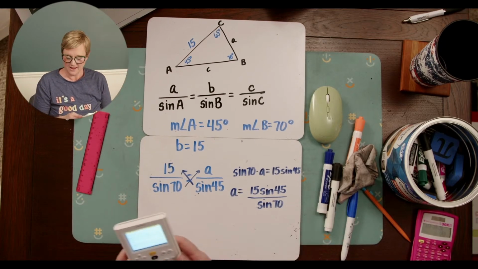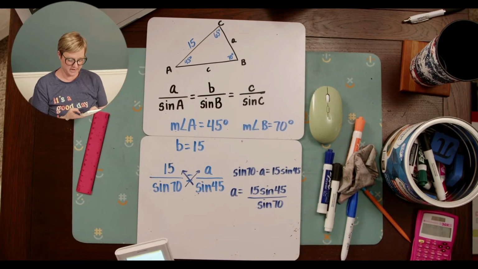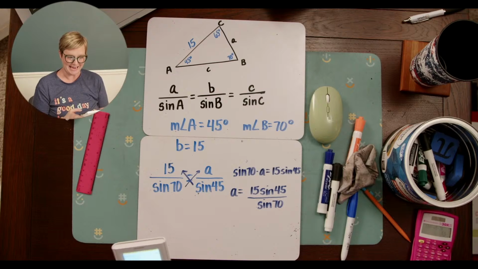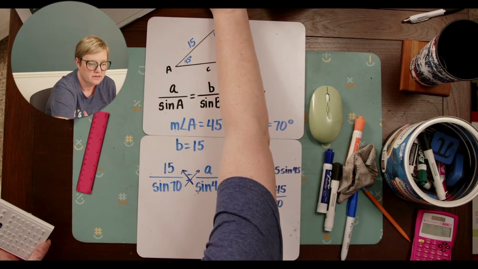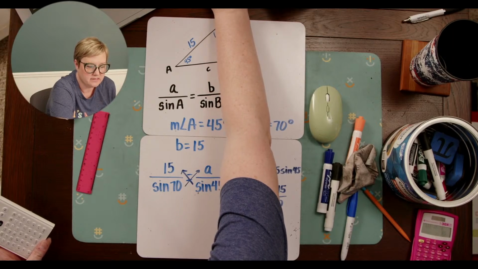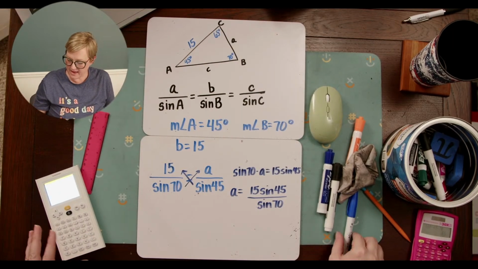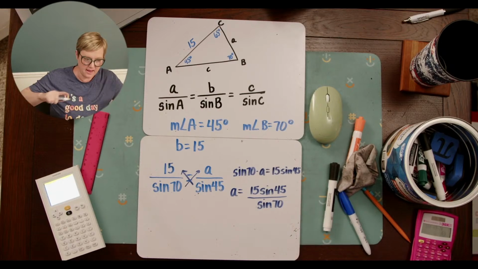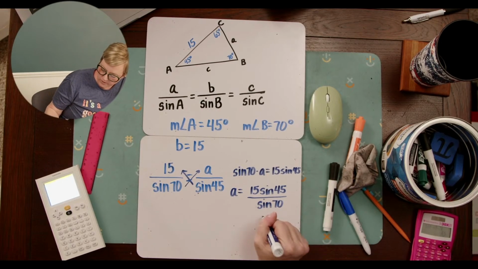Terrible. Okay, so I've got 15 sine 45 divided by sine 70. I got 11.29. So that's what we get for our side length A. So side A is, we'll call it, 11.3.